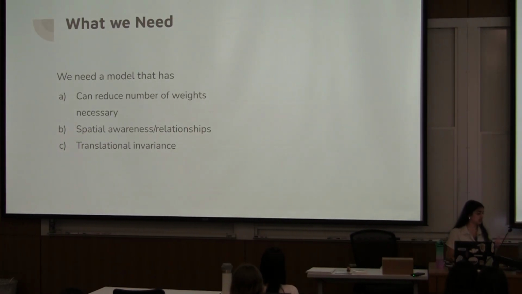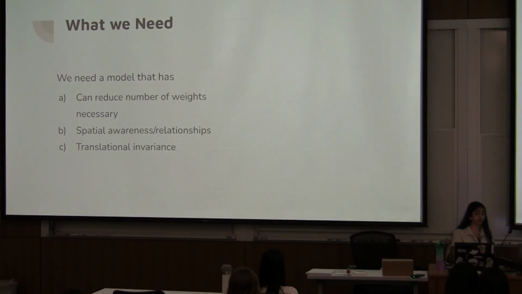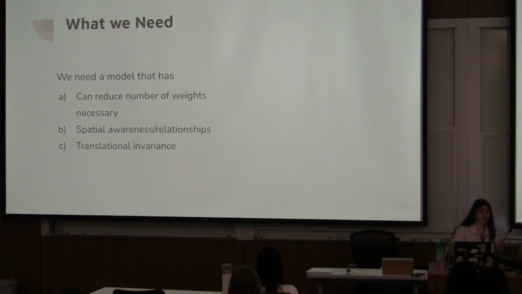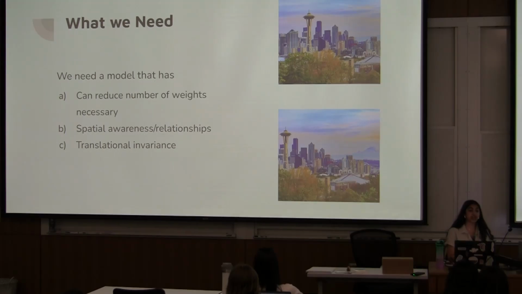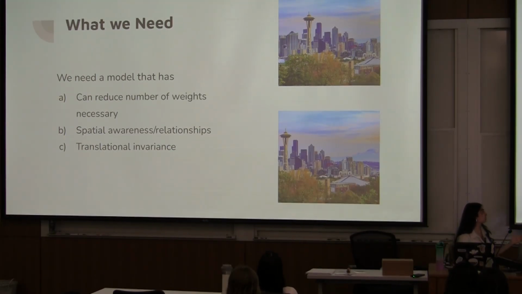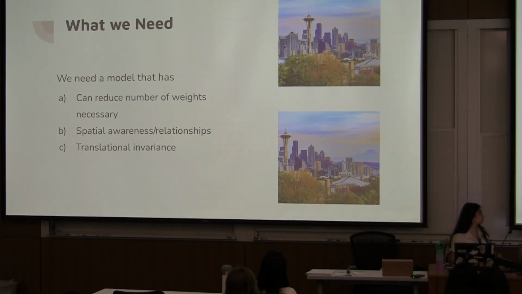We need a model that has 3 things. First, it can reduce the number of weights necessary. If we have to have a weight for every single part of every single image, it's going to be way too many. We also need spatial awareness and relationships. It needs to be able to look at pixels and the pixels around them. And lastly, it needs something called translational invariance, which is the ability of a model to recognize features no matter where they are in an image. So for a model with translational invariance, these 2 pictures, it would still be able to recognize all the features in them. Whereas a normal deep neural network that we've learned so far would not be able to tell that these are the same image, because it'll be shifted to the right and it'll look like a completely new diagram to it.